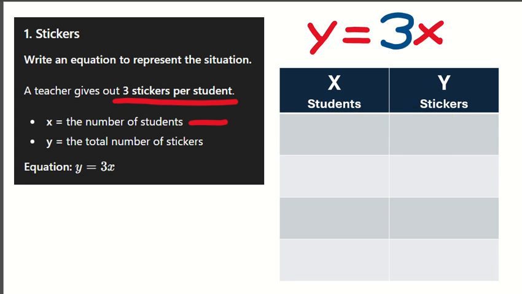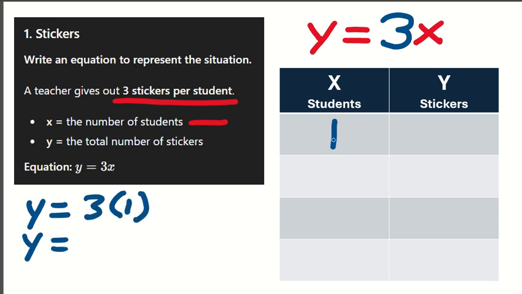Let's start out with the obvious one. Let's say I have 1 student. Well, if I have 1 student, then the number of stickers, y, is going to depend on what 3 times 1 is. And we know that 3 times 1 is 3. So when x is 1, y is 3.